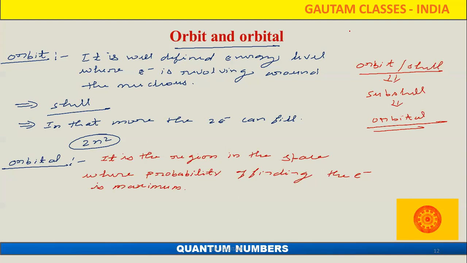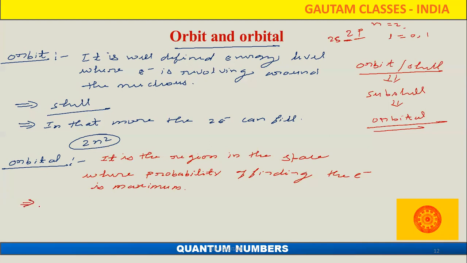Suppose that I am writing here 2p. So the 2 is what? The orbit. In that second orbit, what subshell is present? 2p subshell is present. Because if n is equal to 2, l is equal to 0, 1. That means two subshells are possible, 2s and 2p. In that 2p subshell, there are three orbitals, px, py and pz.